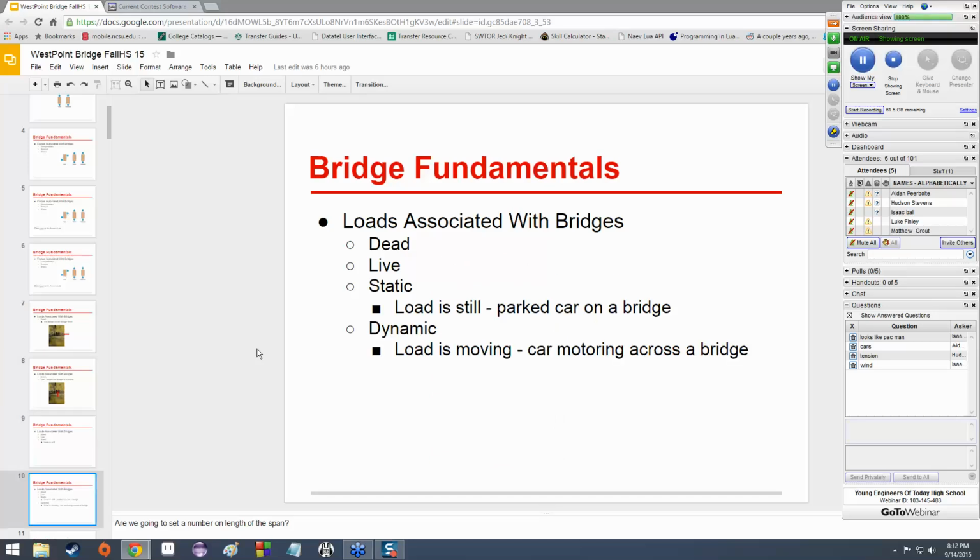And then you've got dynamic loads, which are loads that move. So, to use the car example, if the load is still, it's like a parked car on a bridge. If the load is moving, it's like a car moving across a bridge, motoring across a bridge.